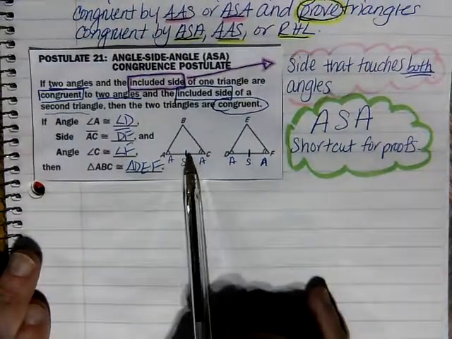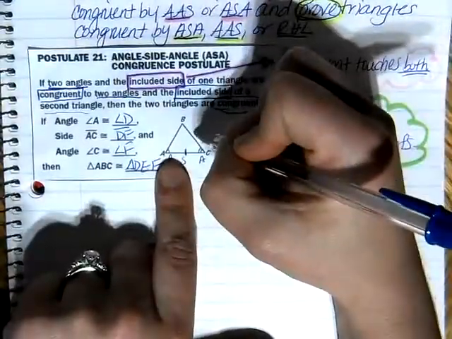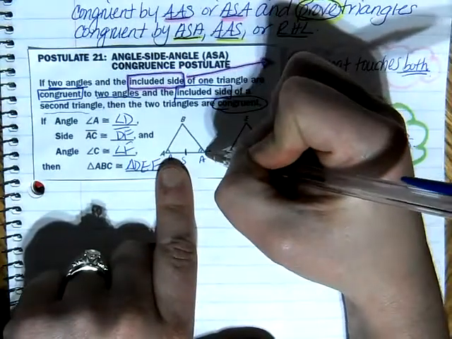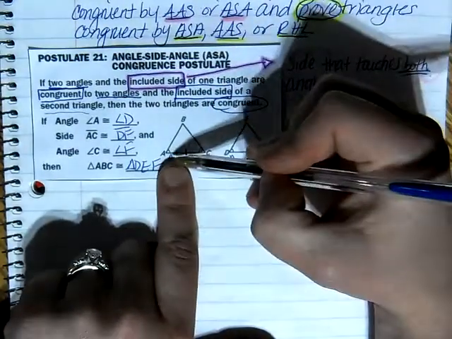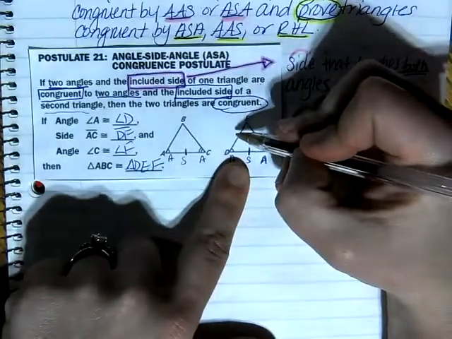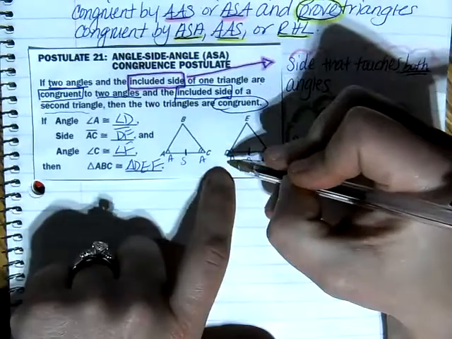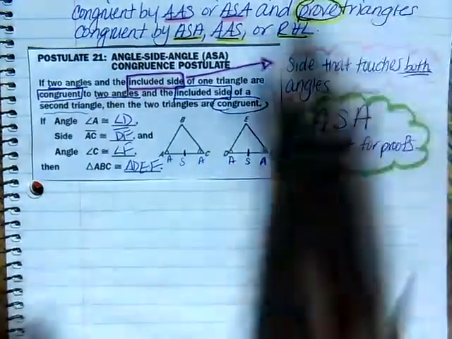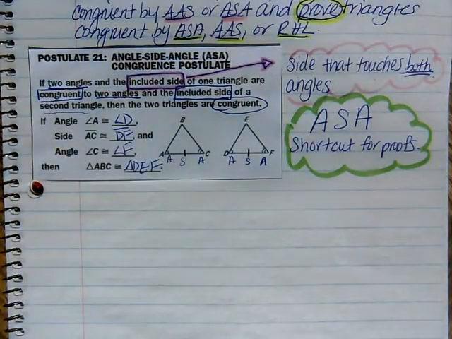So once again, I want to emphasize the fact that included means that the side touches both angles. So if we're talking about BC, BC only touches one of the angles. It doesn't touch both angles. Same thing with DE. DE only touches one of the angles, not both. So that side needs to touch both angles.